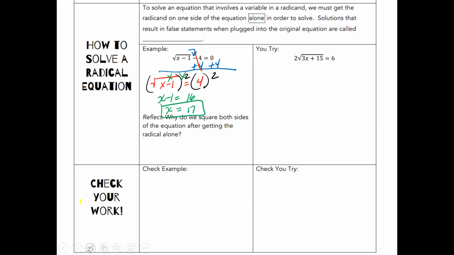So in your reflection right there, it says, why do we square both sides of the equation? Well, why do you think? Just give me one sentence there in orange.